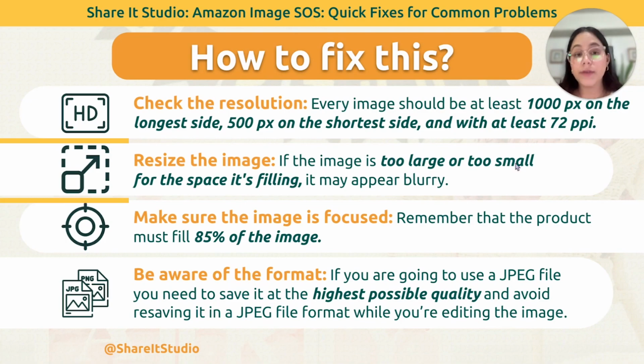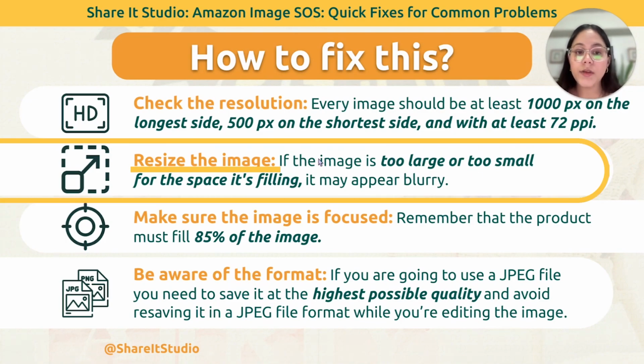Then we have resizing the image. If the image is too large or too small for the space, it may appear blurry. If it's too large, the compression is going to hit it harder because it needs to be way smaller to actually be uploaded on Amazon. If it's too small, you cannot stretch a small image because it's going to get blurry. So make sure you're working with a very good middle point size.